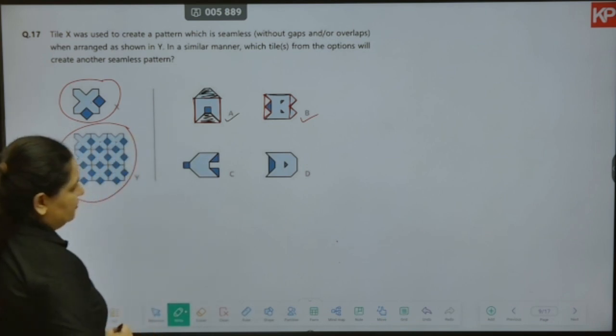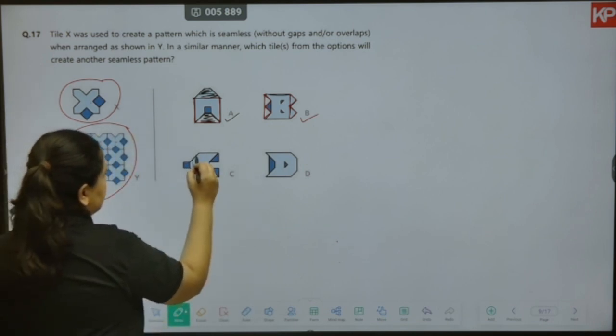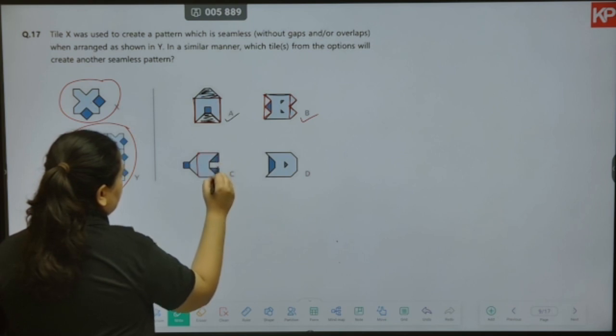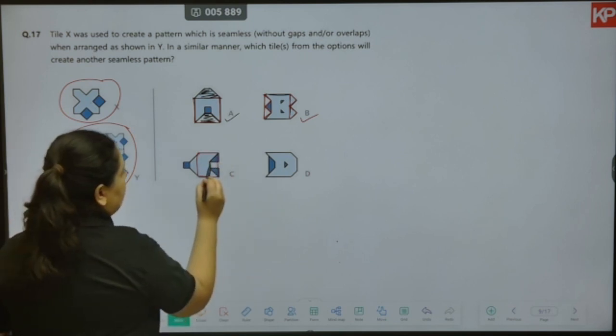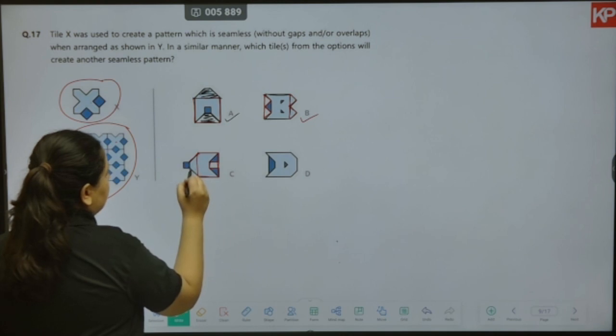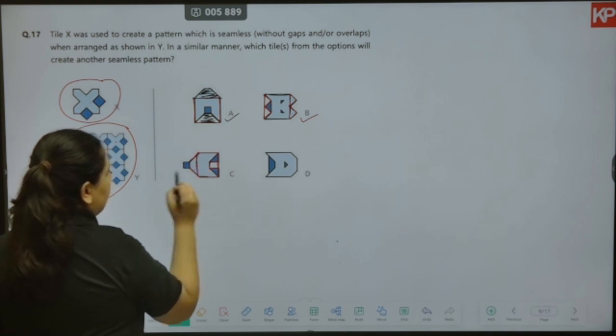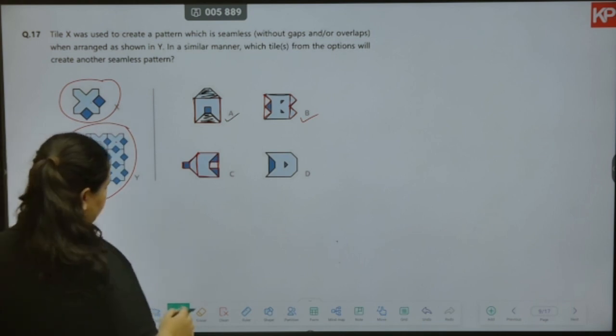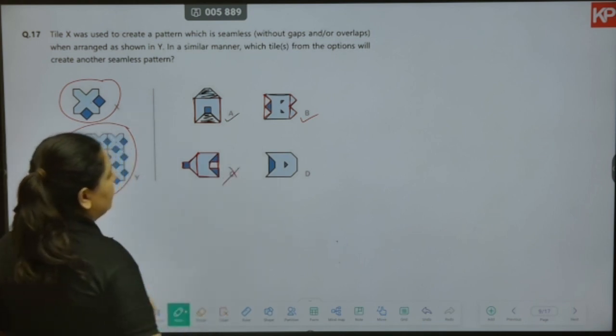Okay, let's check for C. What is happening here is we are deducting a rectangle from the right, but we are adding a quadrilateral plus another quadrilateral over here. So in this case, it is not going to tessellate.